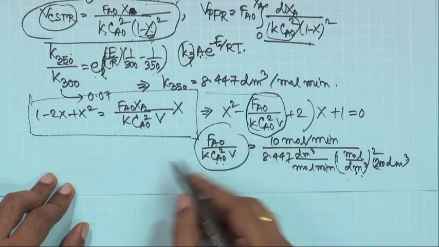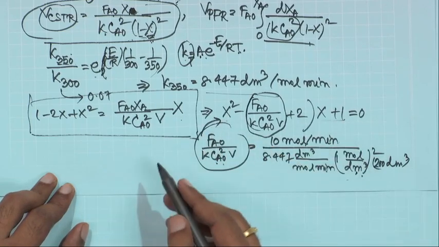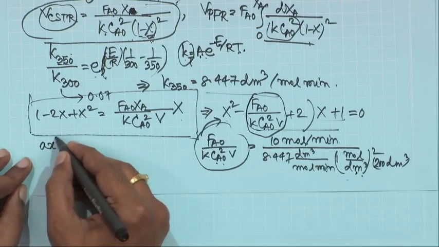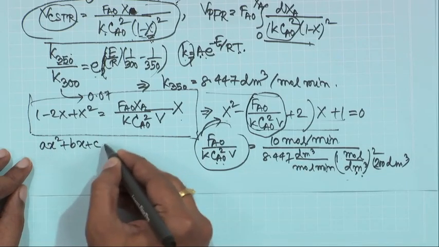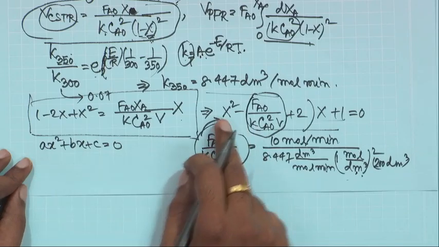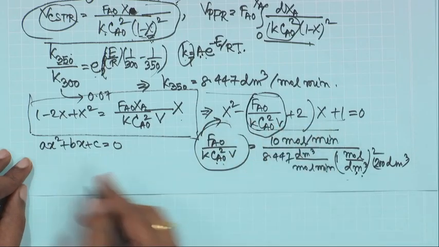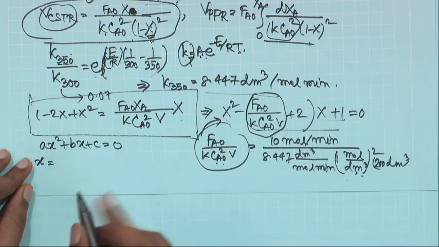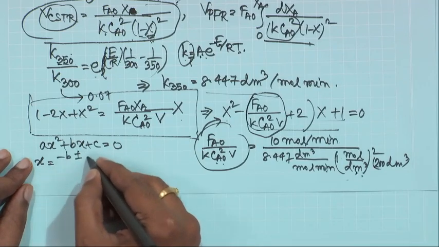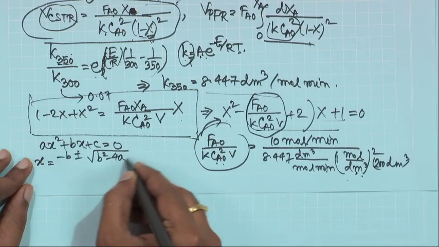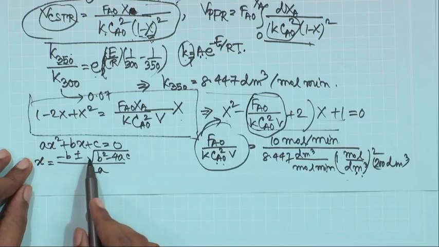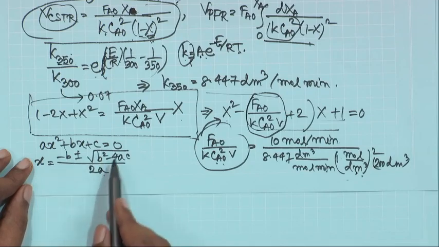So, if you solve this and put it in this expression, remember this is your quadratic, ax square plus bx plus c equals to 0. If you have a quadratic equation like this, then your x will have two solutions. It will be minus b plus minus root over b square minus 4ac, divided by 2a, and both solutions may be feasible or only one solution may be feasible, depending on if it is physically possible or not.